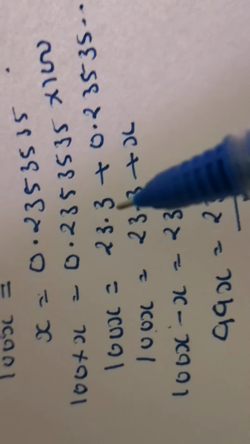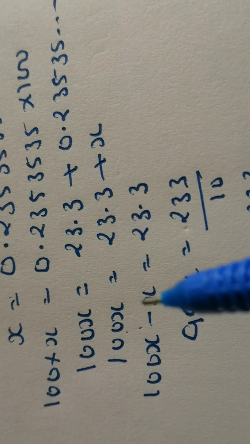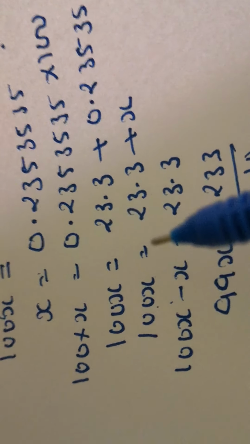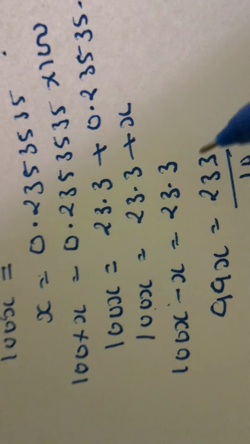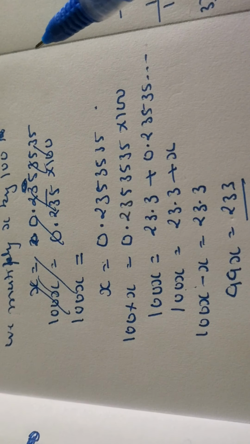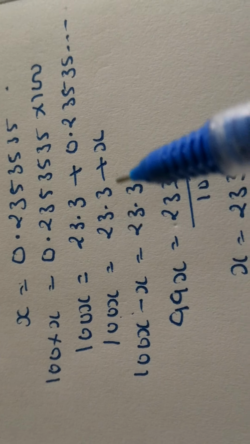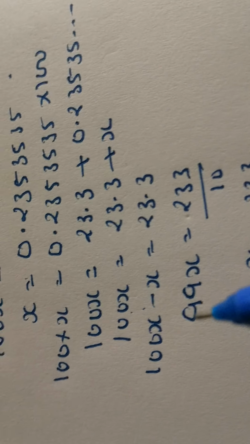23.3 plus 0.2353535. So 100x is equal to 23.3 plus x, which we have assumed as x. So 100x minus x is 23.3.